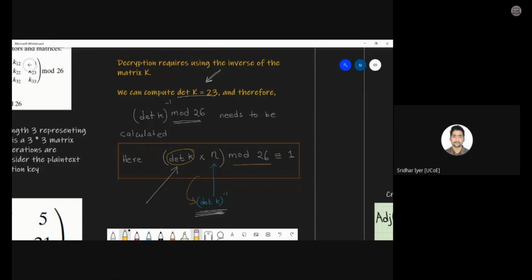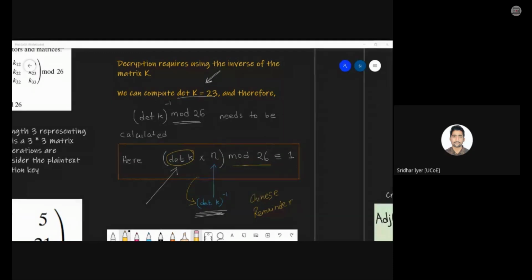This is what we call the Chinese remainder theorem. You're going to learn this later, but I am just shedding some light on this now. This is just an application of the Chinese remainder theorem. So if you multiply this determinant K by any arbitrary value n and take a mod of that entire value by 26, wherever you get the value as 1, for that corresponding n, that is your determinant K inverse. Am I making any sense? Is it clear? Kindly let me know.